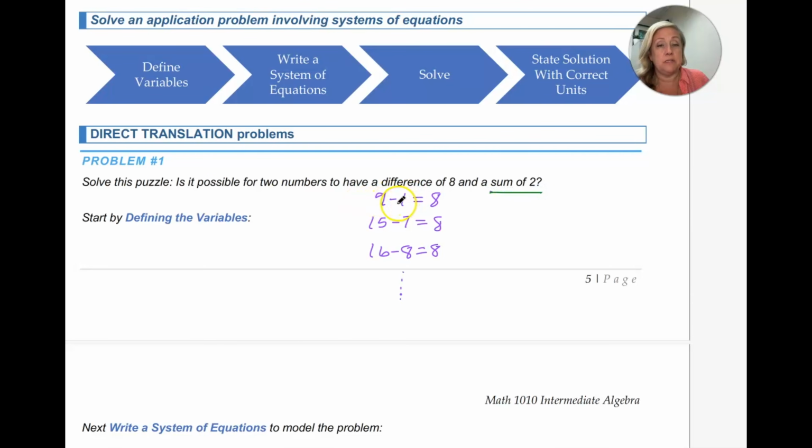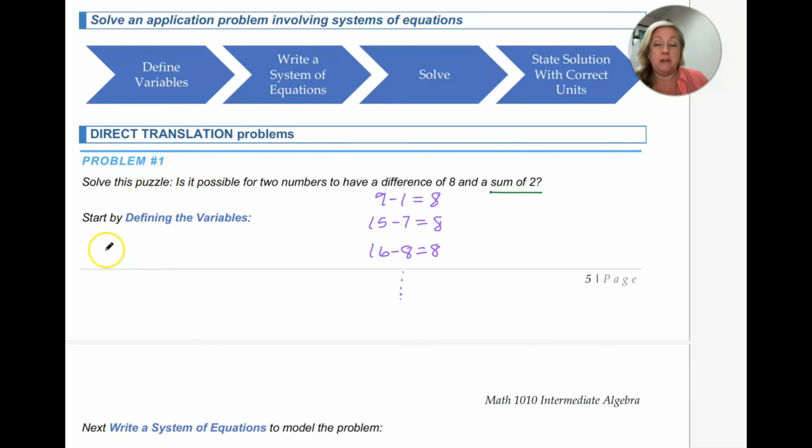Well, 9 plus 1 doesn't equal 2. 15 plus 7 doesn't equal 2. 16 plus 8 doesn't equal 2. So I haven't found the right combination there. All right? But setting it up using this way that we've talked about up here will help us be able to find that fairly easily.